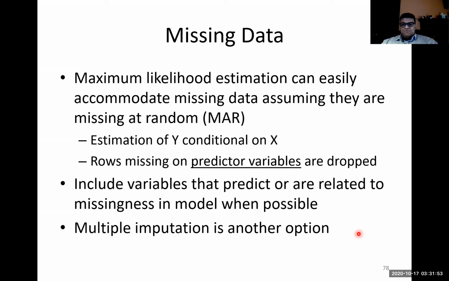Another option is multiple imputation, which we don't have time to get into here, but it is another option to be considered. It's a principled approach to dealing with missing data, where you have an imputation model, and then you also have a broader model that contains auxiliary variables, again, to bolster the MAR assumption.